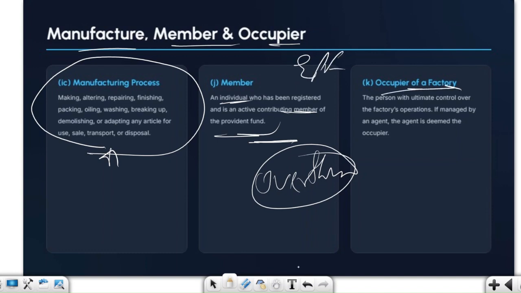Now, occupier of a factory. Who is the occupier of a factory? See, this is important. Here it doesn't mean an ordinary employee, rather the person with ultimate control over the affairs of the factory. So here, if it is managed by an agent, the agent is deemed as an occupier. If the factory's affairs are managed by an agent, the agent can be deemed the occupier according to the statutory provisions. For example, let us say Mr. Raj owns a company or a factory but gives its complete management to an agent. So the agent may be treated as an occupier under the statutory definition.